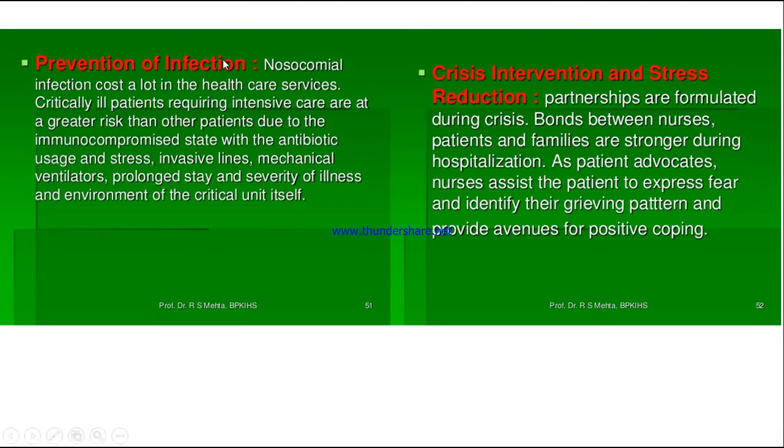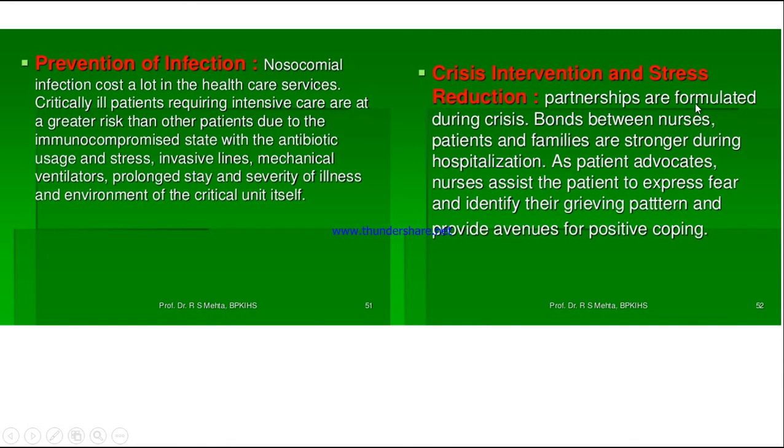Next, prevention of infection. A critical care nurse should have high knowledge in order to prevent any further complications. An important responsibility of a nurse is to prevent any infection while taking care of the patient. So sterile and aseptic techniques should be followed in the ICU, and a nurse should follow aseptic techniques in order to prevent any infection. Next, crisis intervention and stress reduction.